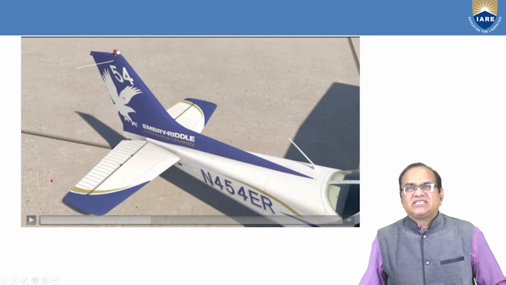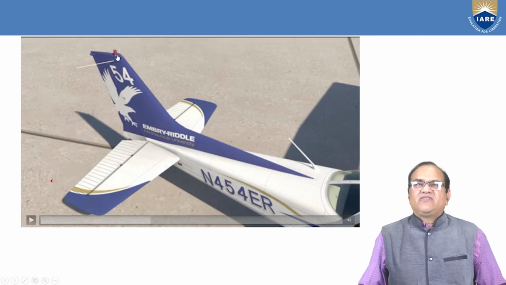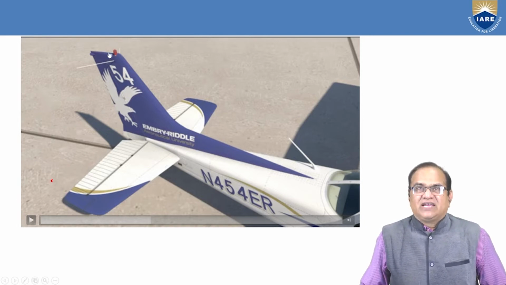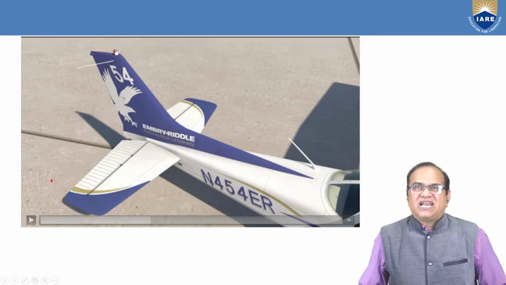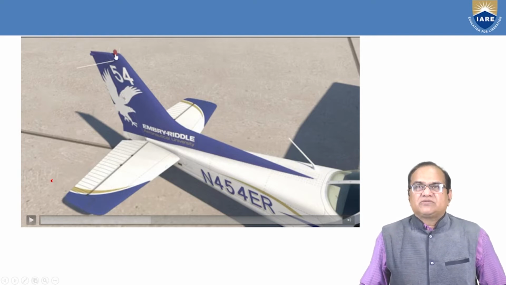The anti-collision light is fixed because if any aircraft is behind or above or below you, you can see that some object is flying. So it is a red color and it is flashing intermittently. And the intensity of this light is very high, so it can be visible from a very long distance. So that is the benefit of this anti-collision light.